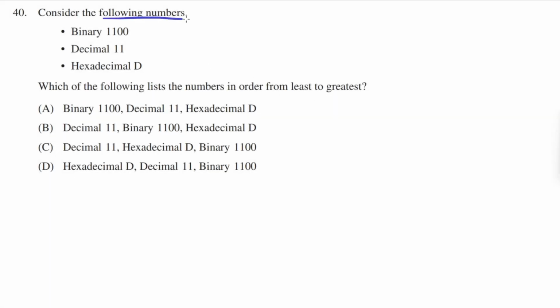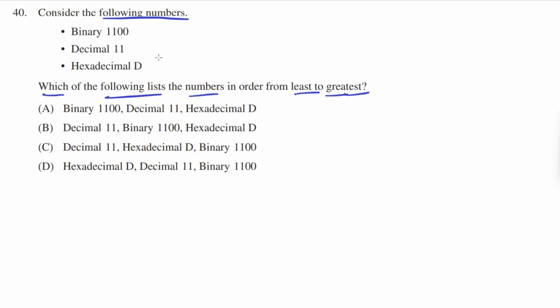Consider the following numbers: binary 1100, decimal 11, and hexadecimal D. Which of the following lists the numbers in order from least to greatest? So we have these three numbers using different number systems. So the first is binary, then decimal, then hexadecimal.